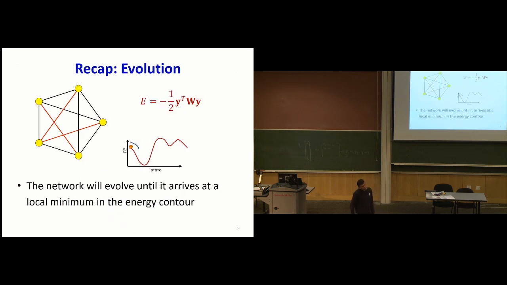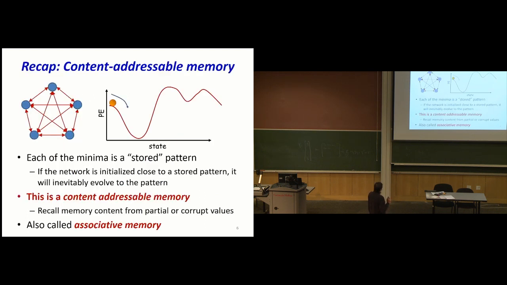And the way it evolves, you can think of the energy of this network as having some landscape over the states. And if you start off the network at some state, it's going to begin evolving, and each evolution is going to decrease the energy of the network till it hits a local minimum, at which point it stops evolving. So the network will evolve until it arrives at a local minimum in the energy contours. So you can think of each of these minima.